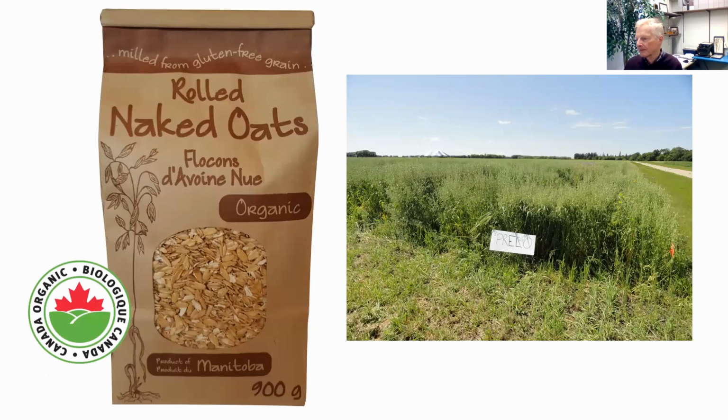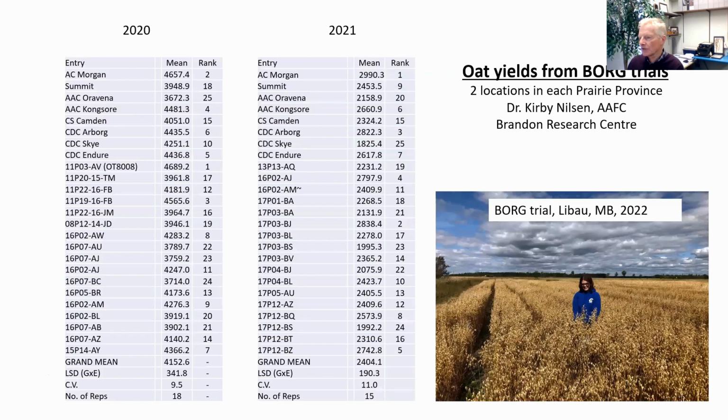And these are the results from the Borg experiments. On the left is 2020, on the right is 2021, and we don't have the 2022 data yet. And here you can see the Czech varieties, Morgan Summit goes down the list here, and their yields and their rankings compared to the PPB lines. The numbering system is different for the 2 years. What we can see is the PPB lines have not performed as well in the oat program against the Czechs as they did in the wheat program.